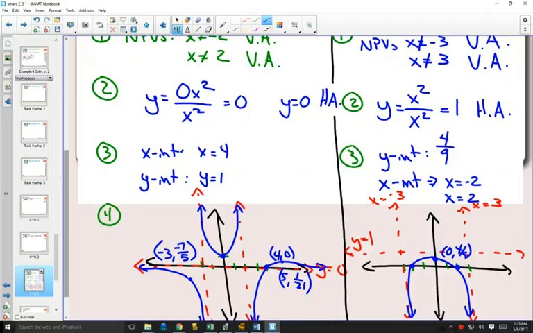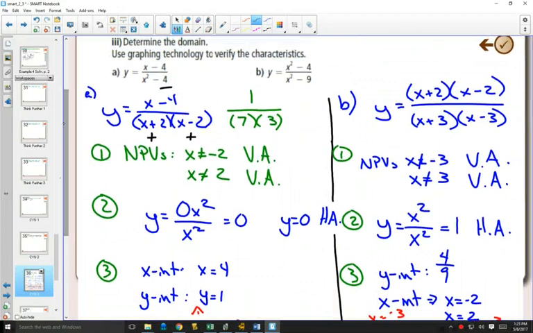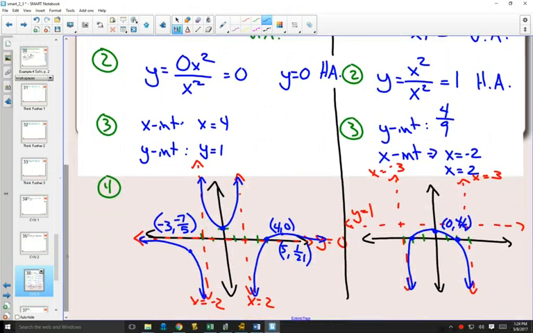To find out what happens in the other sections, we're going to have to choose a value less than -3. So if I plug in -4 into my original equation, can you see that you would get -2, -6, -1, -7, and that would simplify to be 12/7. So plugging in -4 gives me 12/7. That's in this section.